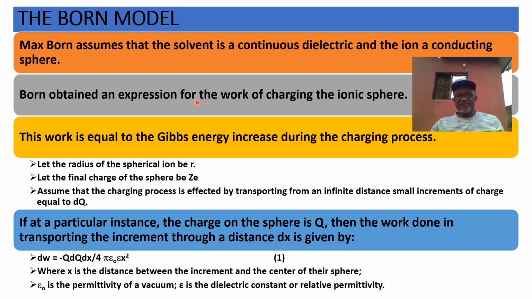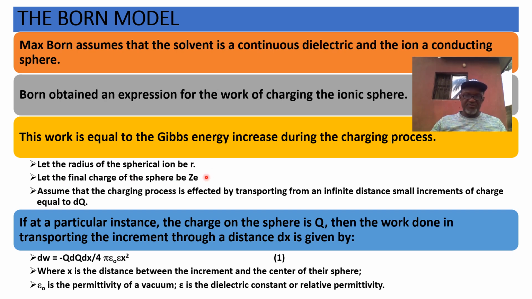Born obtained an expression for the work of charging the ionic sphere. So the ion that it moves, charging that ion, remember conductance, when the ion moves from one point to the other, we talk about conductance, we also talk about conductivity. Now this work is equal to the Gibbs energy increase during the charging process. So the work done in charging the ionic sphere itself is equal to the Gibbs energy increase.